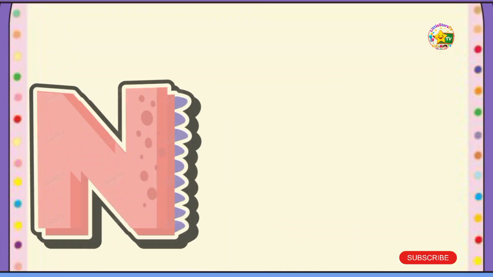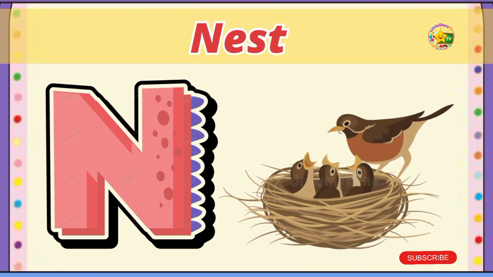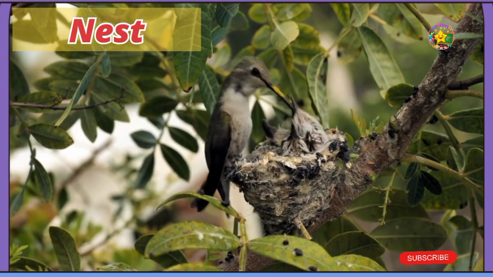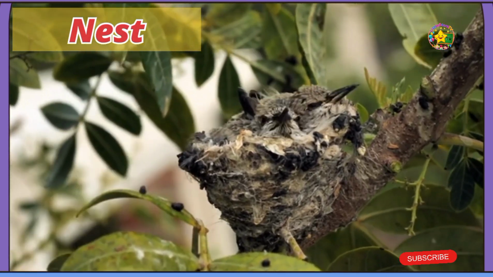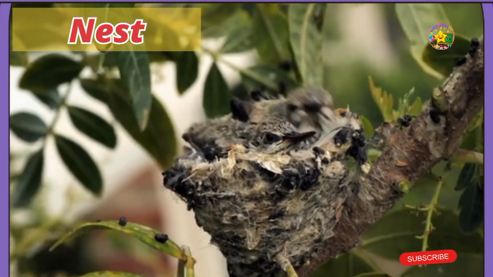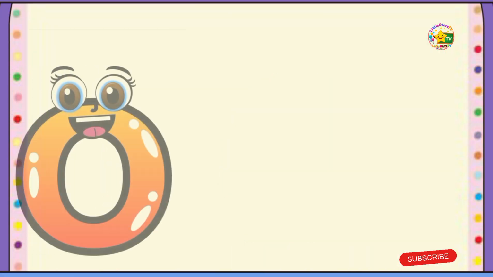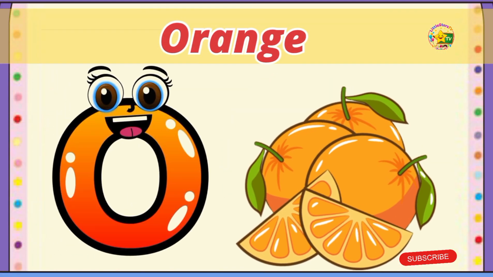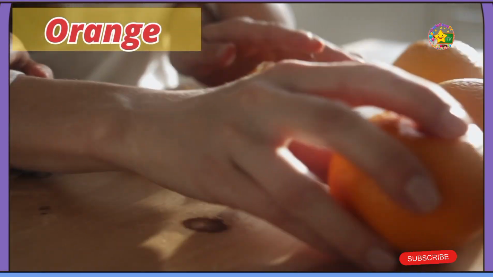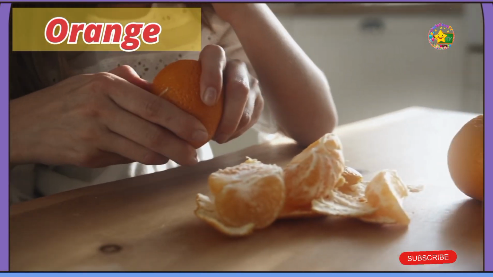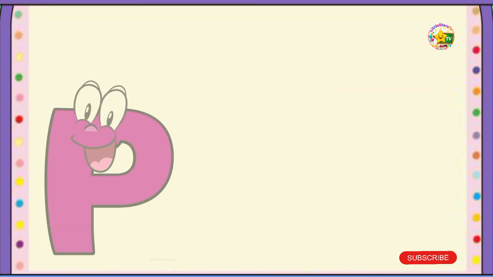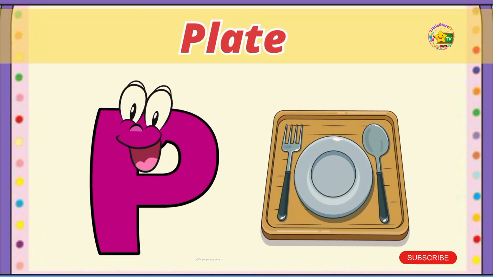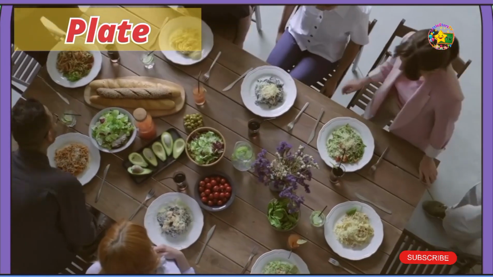N for nest. Look, small birds in nest. O for orange. P for plate. Look, plate is round.